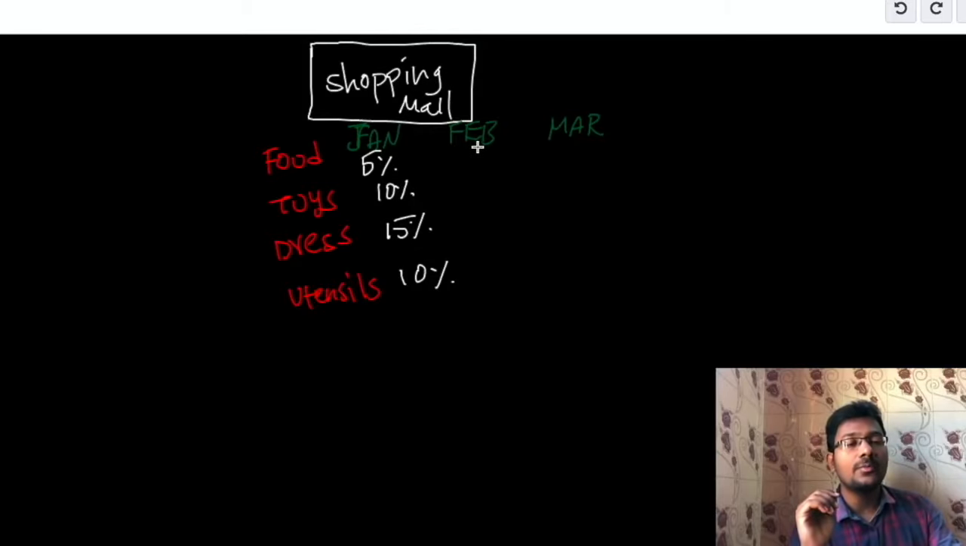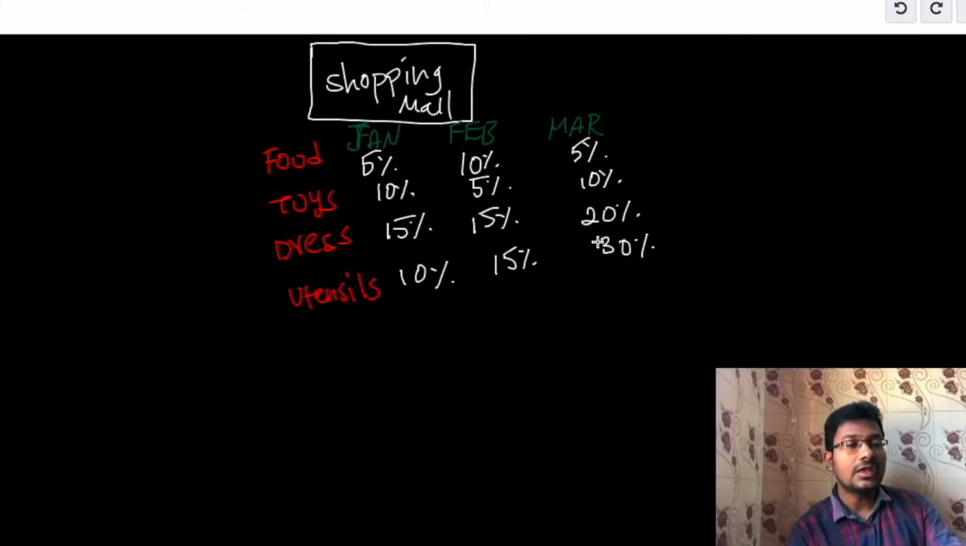So the government decides that the tax percentage for food is 10% for February month, 5% for toys, 15% for dress, and 15% for utensils. For March month, once again it varies: 5%, 10%, 20%, and then 30%. So for each month the tax is getting varied.